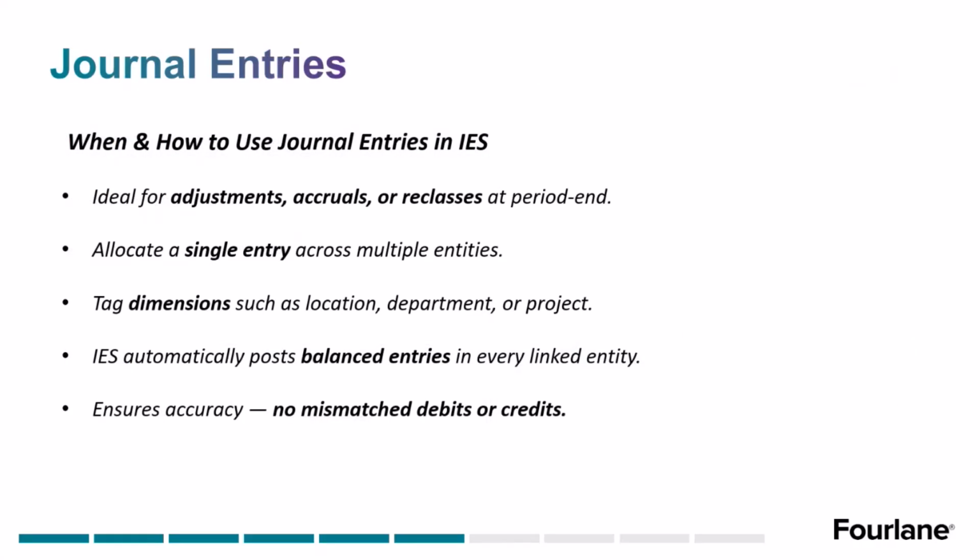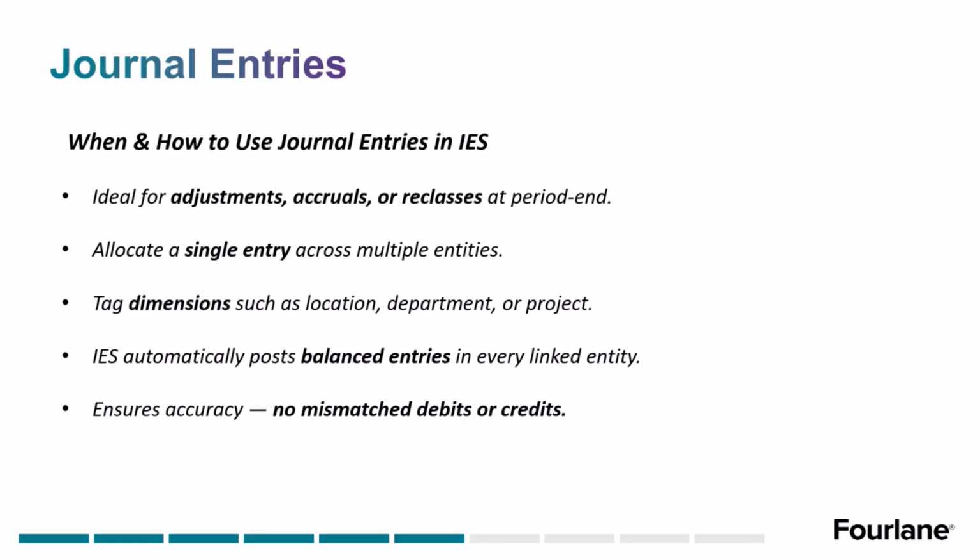All right, so let's jump back over here. So looking at journal entries. Even with automation handling most intercompany activity, you'll still occasionally need journal entries. Things like year-end accruals, reclasses, or audit adjustments. In QuickBooks Enterprise Desktop, that meant creating a separate journal entry in each file, hoping your debits and credits matched. In IES, that entire process happens in one place.